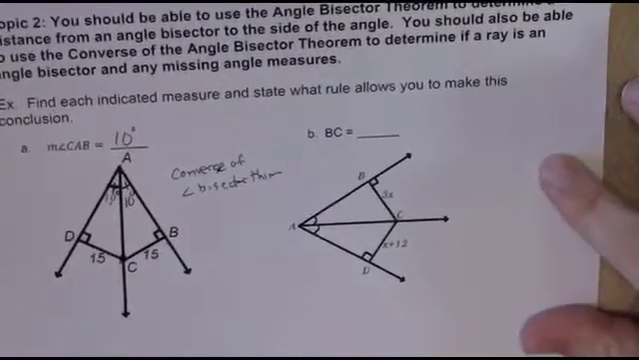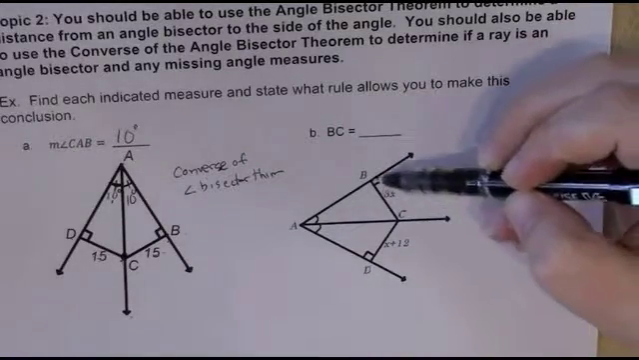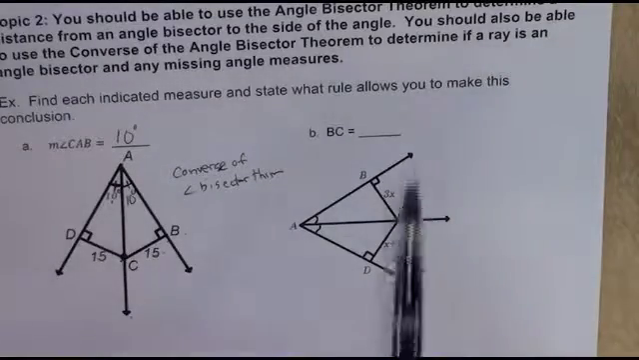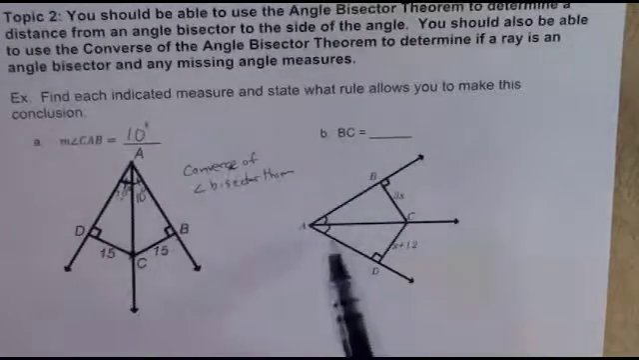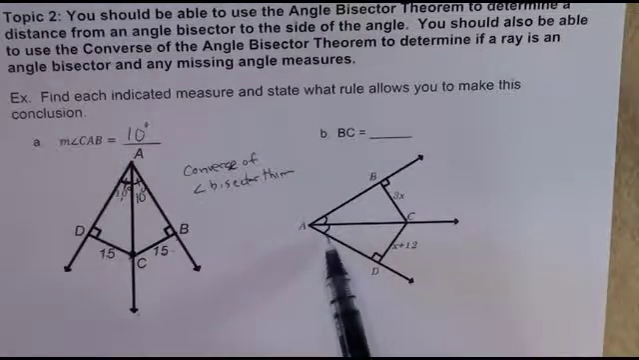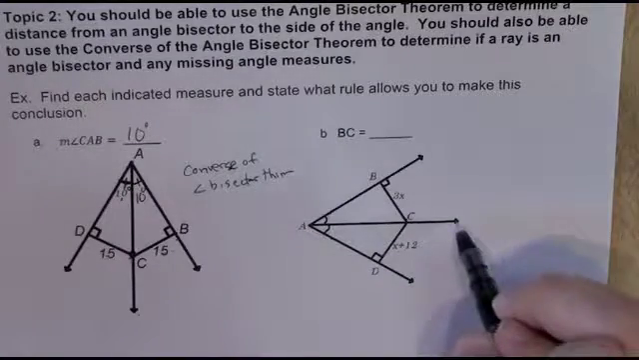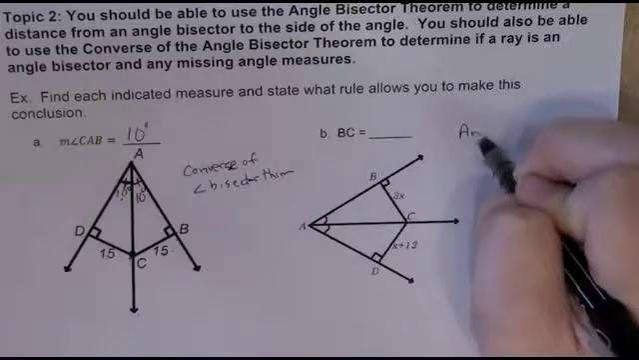The second problem, find the length from B to C. This length right here. Well, look at what we have. We have an angle BAD, and we have these little congruent marks right here. What that means is that AC is the angle bisector. So we're going to use the angle bisector theorem.